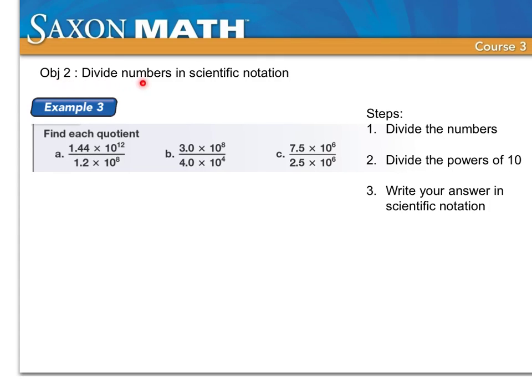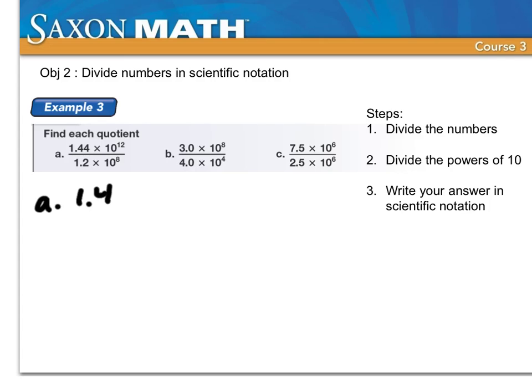Okay, and objective 2 is to divide numbers in scientific notation. We're going to follow the exact same steps on these, except instead of multiplying things like we did before, we're going to divide things now. Okay? Otherwise, everything stays the same. So we're going to start part A.